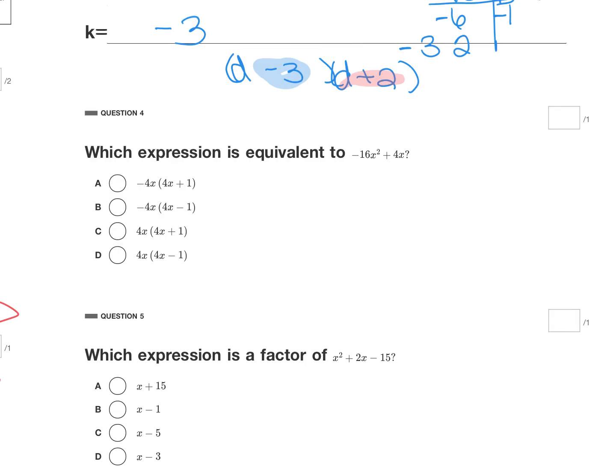So let's look at this one. Okay, which expression is equivalent? Gave me -16x squared plus 4x. Well, it should look familiar. We did warm up on it, but let's just kind of review this. So same thing, I'm just going to go through the steps. Is it in factored form? I mean, is it in standard form? It is. Everything is on the same side.